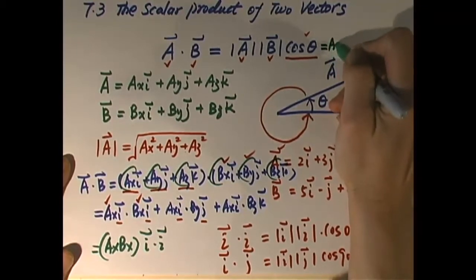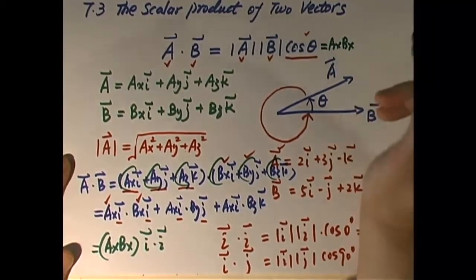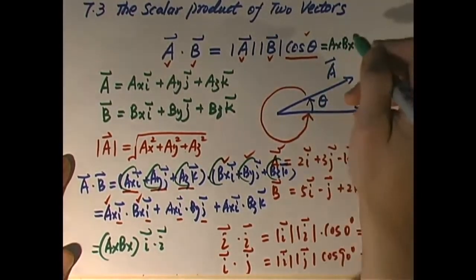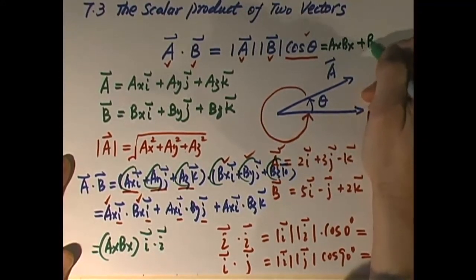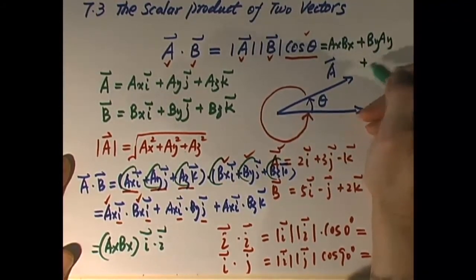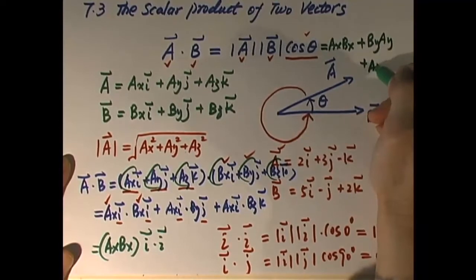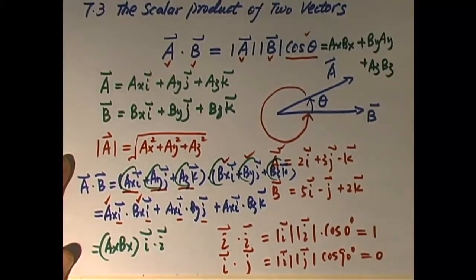So eventually A dot B will result in 3 terms: Ax Bx, that is the i dot i term's value, plus Ay By, plus Az Bz. If we switch these two numbers, it doesn't matter. So as a matter of fact, A dot B ends up with the i dot i term surviving, the j dot j term surviving, and the k dot k term surviving.